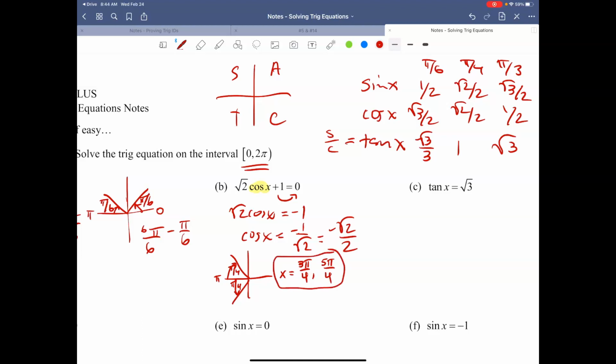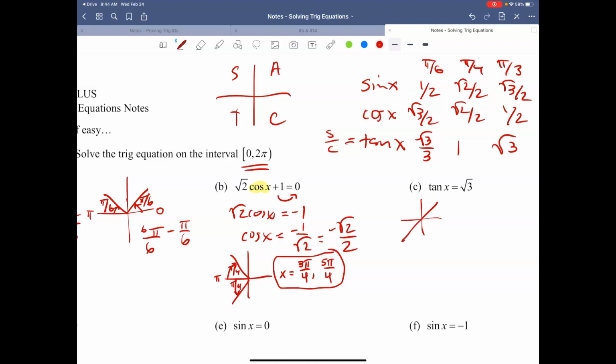If we look at letter C, we've got tangent x is equal to positive square root of 3. And so what we see is that square root of 3 is one of our values for tangent of x at the angle pi over 3. And so we know that will be our reference angle, but before we get there, we need to decide what quadrants our answer is going to be in. Looking at our acronym, All-Star Trig class, we see that in quadrant 1, tangent is positive, and in quadrant 3, tangent is positive. And so I'm going to have an angle in quadrant 1 and in quadrant 3.